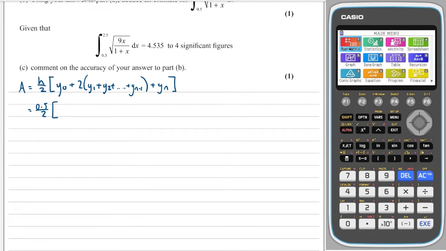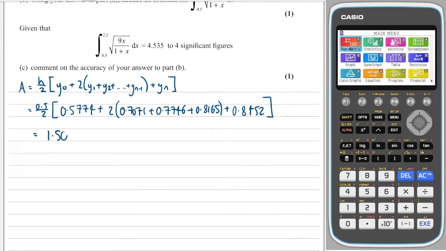And y0 is the first y term, which was 0.5774, plus two lots of the next terms, which were 0.7071, 0.7746 and 0.8165, and then the final term, which we only add on once, is 0.8452. Close brackets. And we put that into our calculator, and you have to trust me on this, just to save time, it's going to equal 1.5.